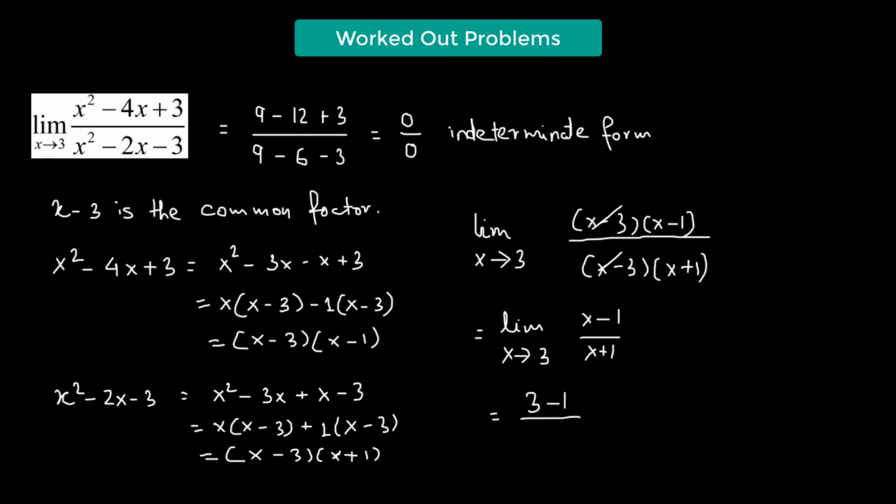So we substitute the value of x. So we have 3 minus 1 divided by 3 plus 1. So that gives us 2 over 4, which is equal to half. So this is going to be the limiting value.